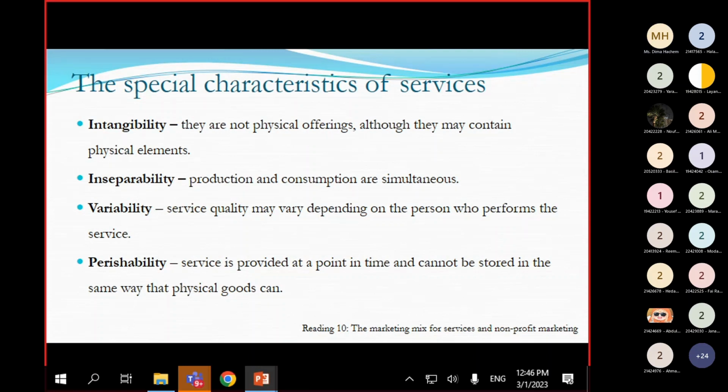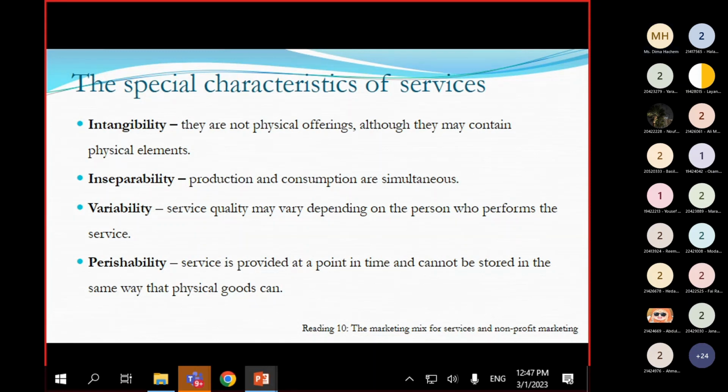Variability. How many times did you cut your hair? One time, you like the haircut, you go again, and it's not the same cut. They messed up your hair the second time because services are performed by people and people perform differently every time. People are not robots. So people could make things different. This is why we have variability.